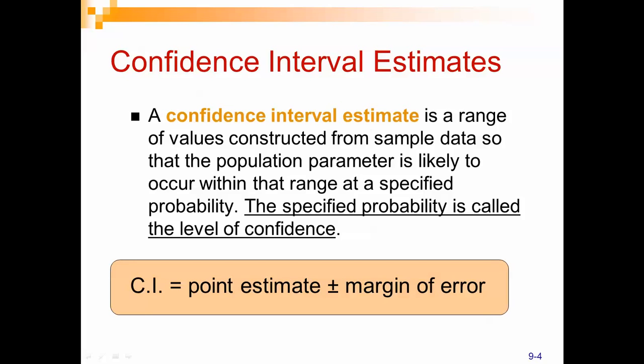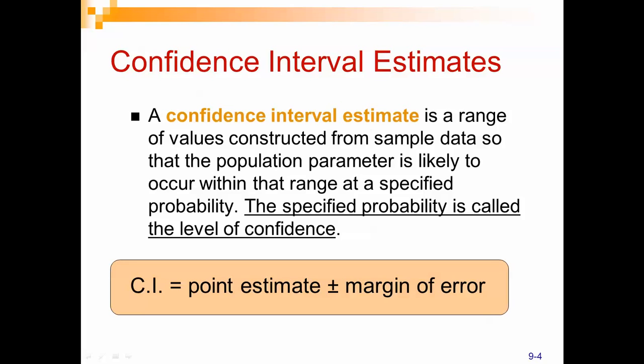So with the point estimate, we're saying I don't know what the value of the population parameter is, but the value of the sample statistic is my best guess. And the definition is a confidence interval estimate is a range of values constructed from sample data so that the population parameter is likely to occur within that range at a specified probability. And that specified probability is called the level of confidence.